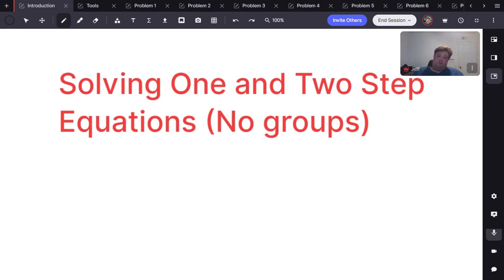Hey guys, so today we're going to be solving one and two step equations, and those equations aren't going to involve any groups. So basically, a group is something with parentheses, or you might see multiple terms in the numerator of a fraction. That would also be a group, but we're not going to see anything like that for these problems. Everything's going to be added, subtracted, multiplied, or divided.